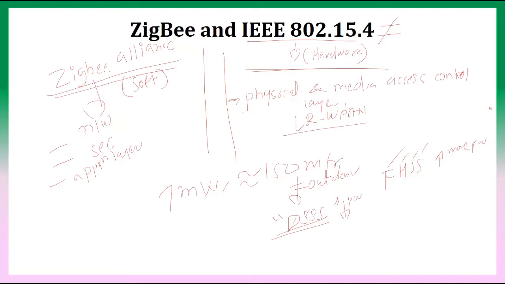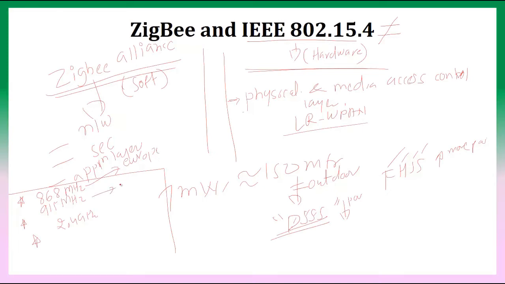If you want, I'll write it down here. This is just additional information. So for the bands we need to consider, first I have said 868 megahertz, second is 915 megahertz, and third is 2.4 gigahertz. So this is used in Europe.